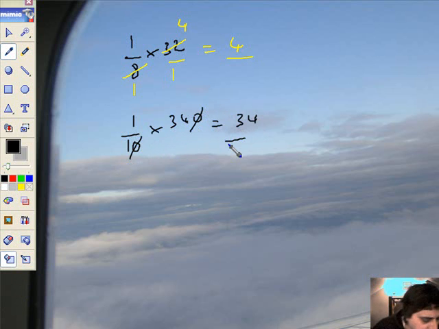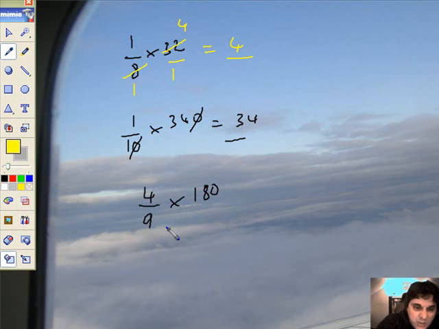Now, question 3. We've got some more funky ones here. 3c, 4/9 of 180. Look at it. 4/9 of 180 pounds, it says. Well, look at it, don't be scared. 9 does go into 18 a few times.